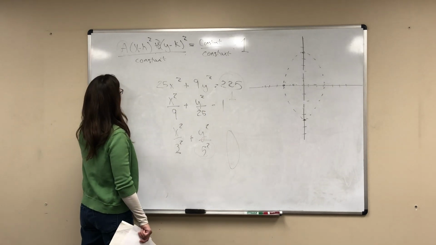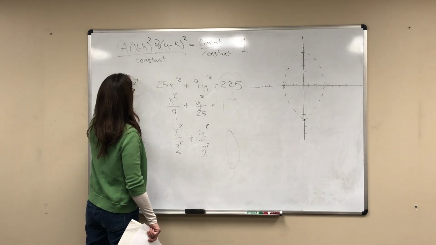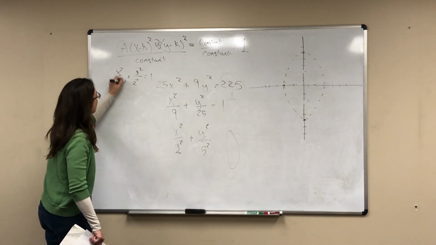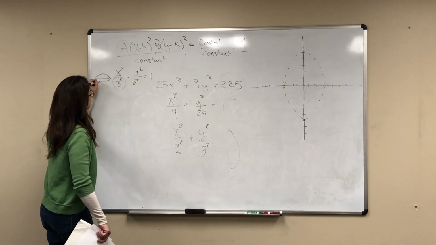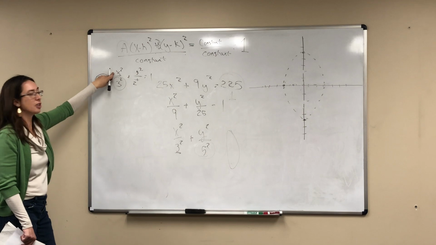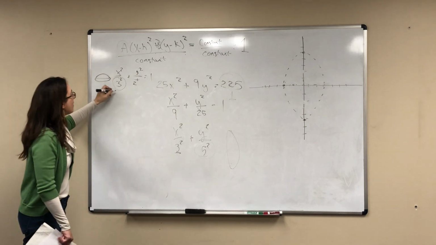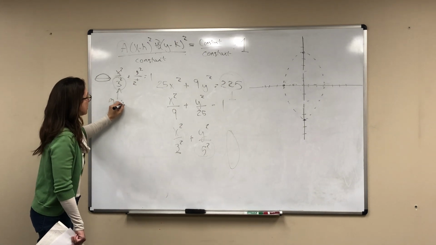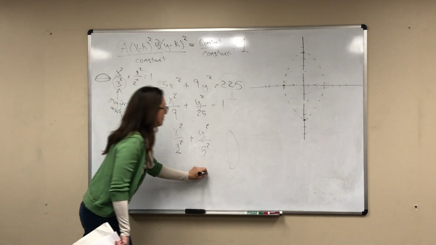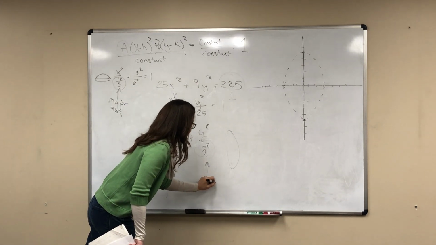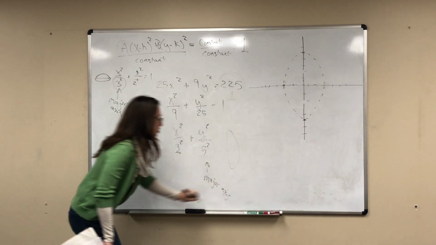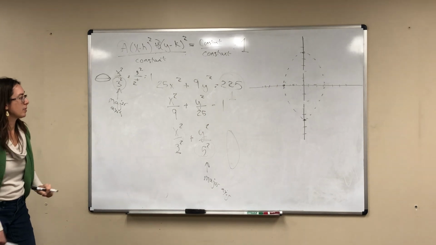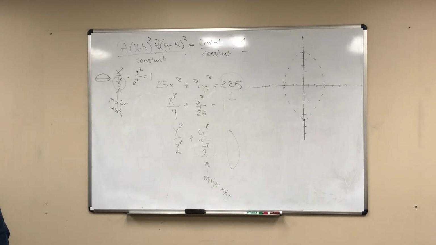When the x was the bigger number, we had this one. When the x is the bigger number, your ellipse lies with its major axis along the x. Okay? So whatever number is your biggest number, that is your major axis. Do you see that? Do you see why that's changing? Yeah.